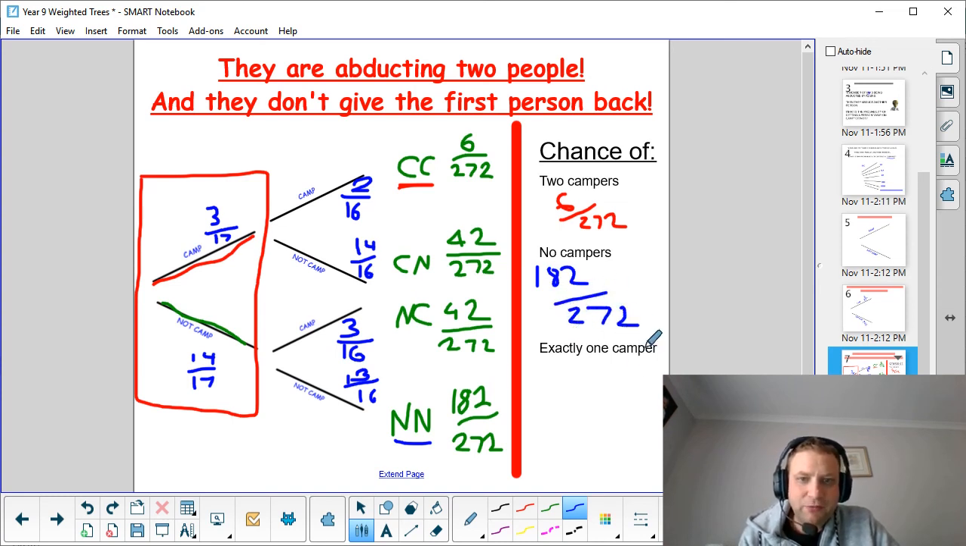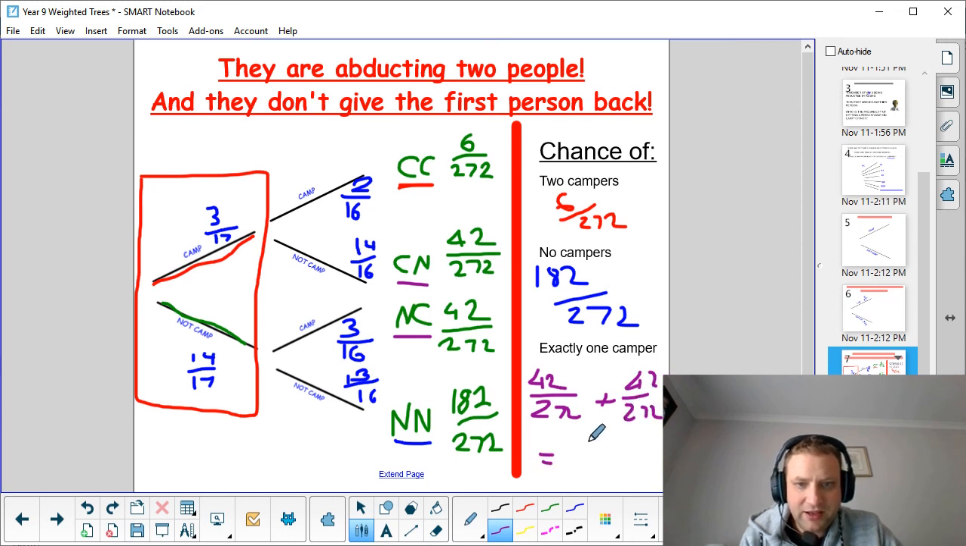Then the chance of getting exactly 1 camper, right, that means 1 who did and 1 who didn't, that's this one, and it's that one. So all you have to do if there's more than one thing that's a winner for you is just add them up. Right, we multiplied to get through the tree to get our answers, but now that 2 of these are good, we just add them up. Right, so it's 42 out of 272 plus the other 42 out of 272, and then unsimplified, that means we've got an 84 out of 272 overall chance of getting exactly 1 camper. Right, doesn't matter whether they were the first one or the second one. Both of these outcomes are good, so we add them up.